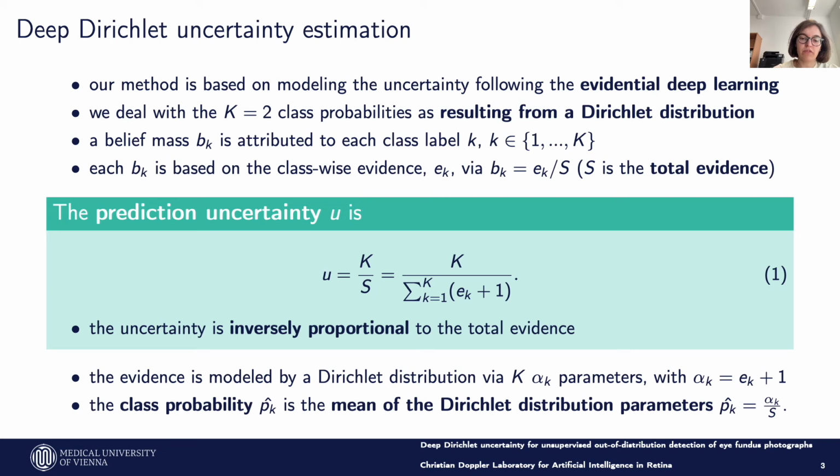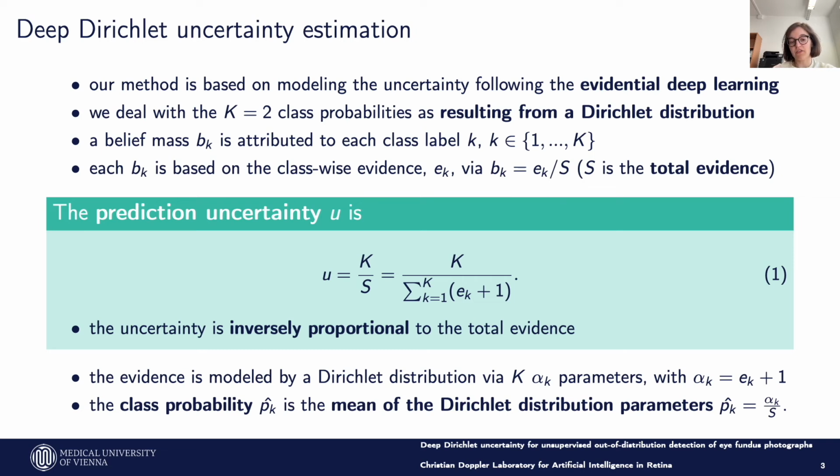Our method models the uncertainty following the evidential deep learning approach. The main idea is that for a given sample, a belief mass is attributed to each class k from a set of mutually exclusive classes, and each belief mass is equal to the evidence for that class divided by the total evidence, which is the sum of the evidences for all classes. The prediction uncertainty is then given by the number of classes divided by the total evidence.